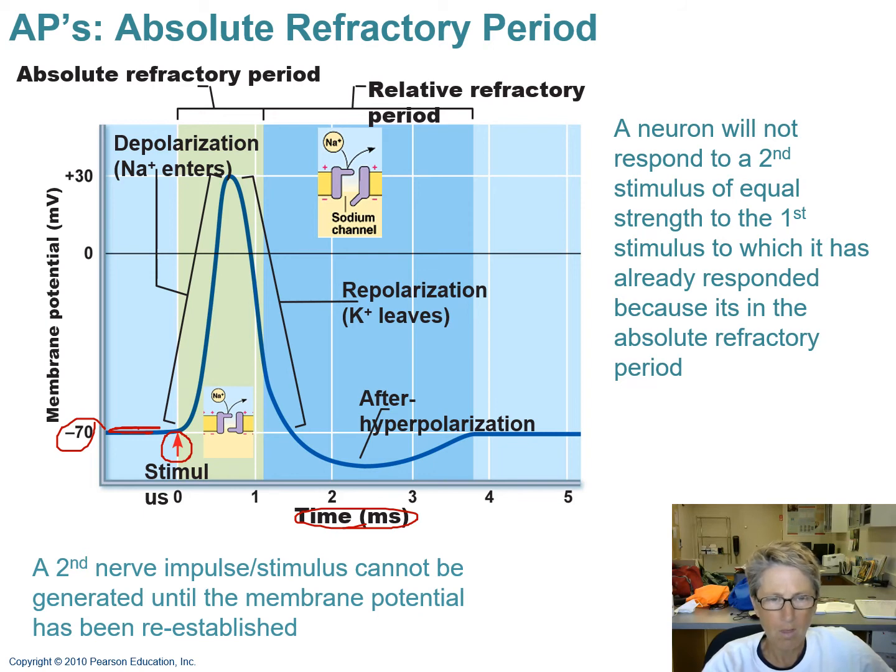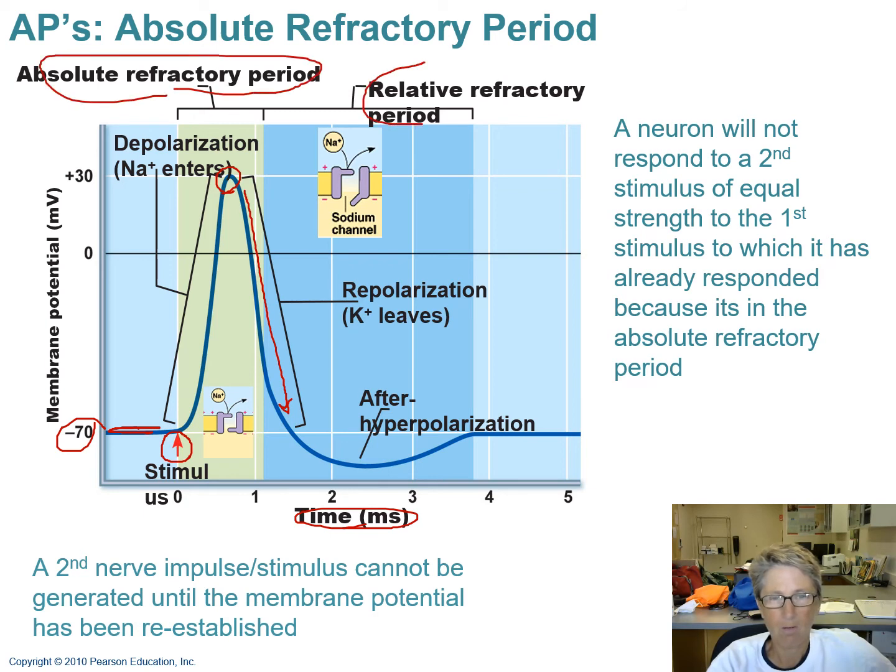Sodium rushes into the cell, the membrane becomes depolarized, and then at the top, the voltage-gated sodium channel is closed, voltage-gated potassium channels open, and then you get a repolarization event when potassium leaves the cell. But what are these things up here? Absolute refractory period and relative refractory period.